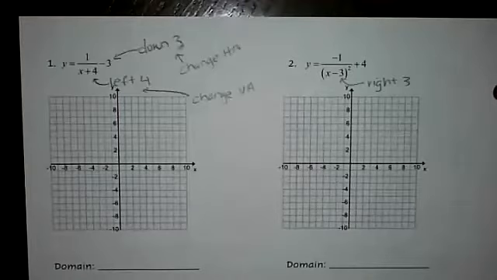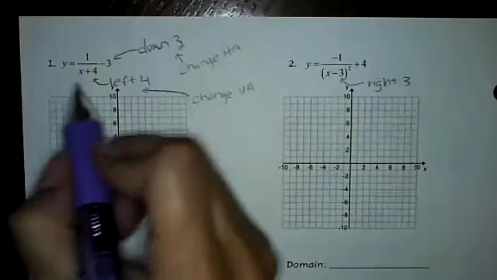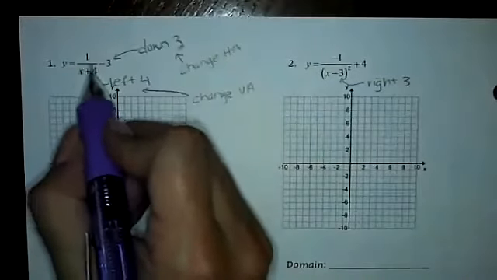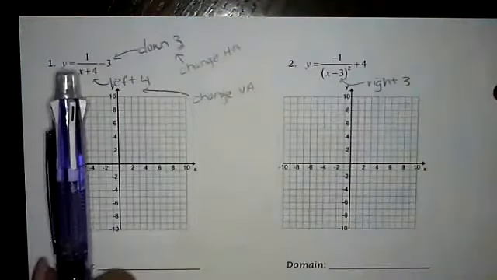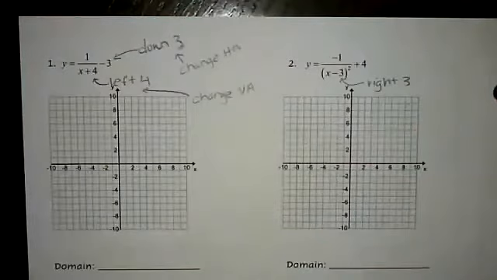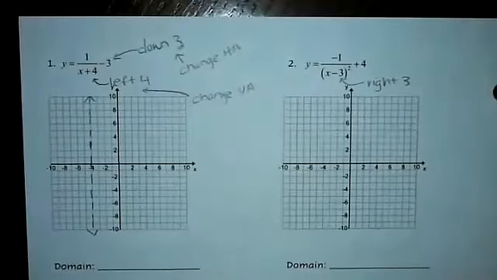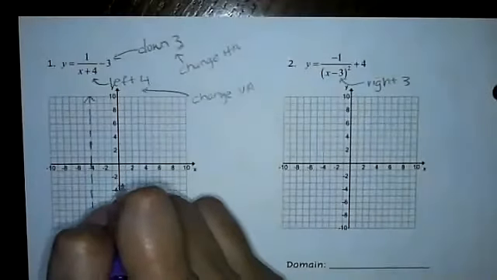So my new vertical asymptote would be at -4, since that's what's going to make that 0. And since it moved to the left 4 from the y-axis. So here is our new vertical asymptote. And that is at x equals -4. Our horizontal is going to move down 3.